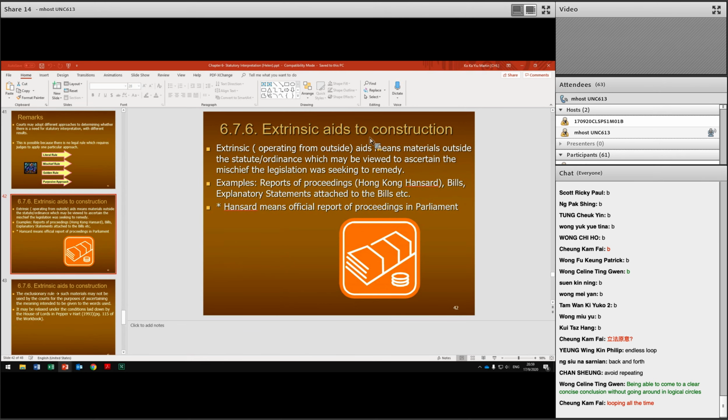And then we will look at the extrinsic aids. Extrinsic aids means something outside the legislation. Okay? In the past, the judge would only look at the legislation, the relevant section, to find out the meaning of the legislation. But now they will consider something outside the legislation. So it's called extrinsic aids to construction.